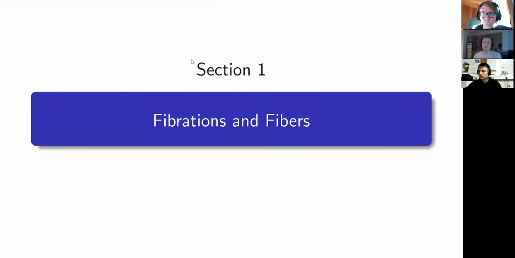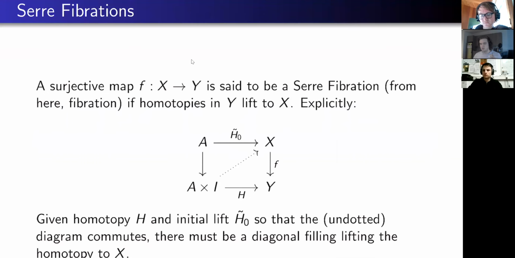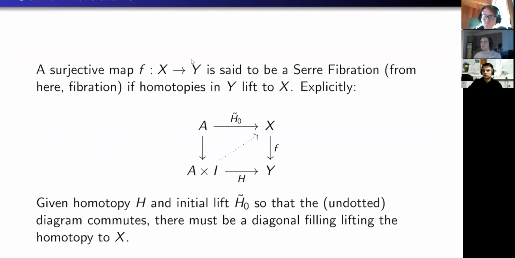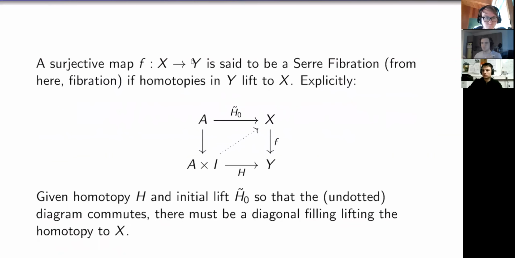Section 1, fibrations and fibers. Fibrations are, in some sense, a similar notion to fiber bundles, vector bundles, whatever have you. They're surjective maps from X to Y. The term Serre is important. There are actually two types of fibrations. I think the other one is usually called a Quillen fibration. I'm just going to call them fibrations from here on out, but know that this is the Serre convention. And they induce different model structures, if you know what that means.